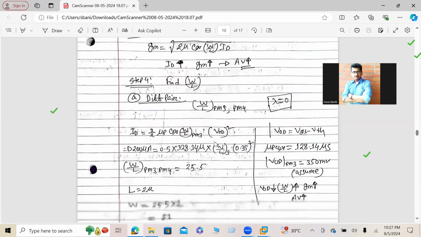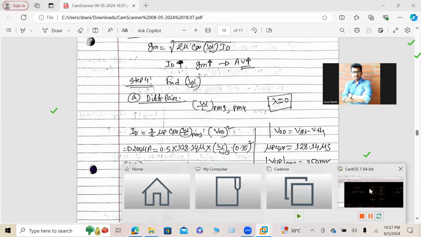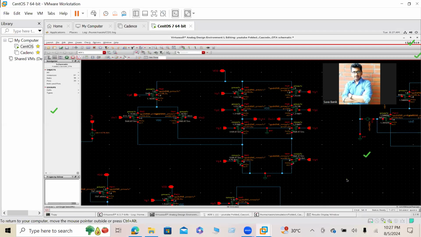Now this step is very simple. We just need to find the W by L ratio. That's it, nothing else. For calculation purposes, we assume there is no channel length modulation factor, lambda equals 0. As we are assuming lambda equals 0, whatever we calculate will not be 100% accurate, but we'll find an estimation, and our estimation will be around 85 to 90% correct. There will be a 10% mismatch, and we need to tune the circuit.